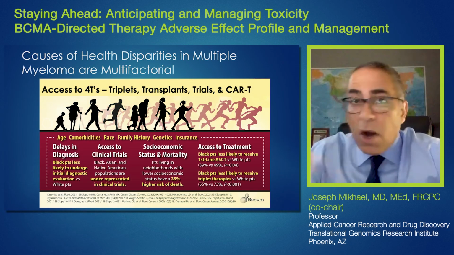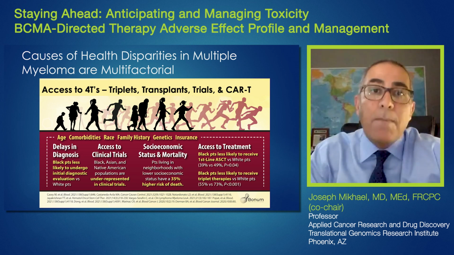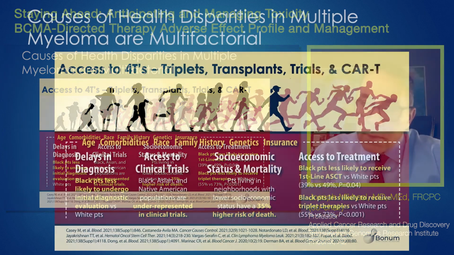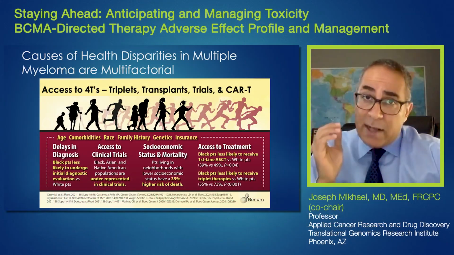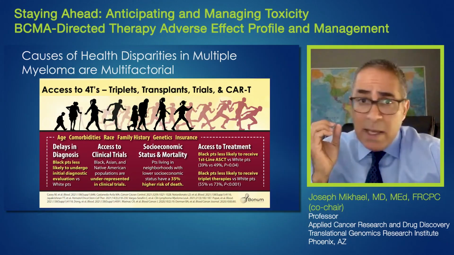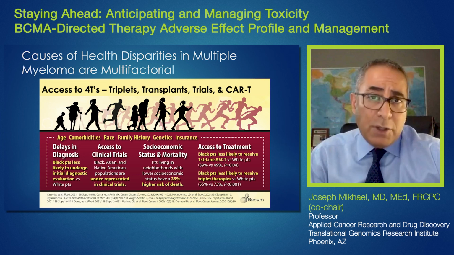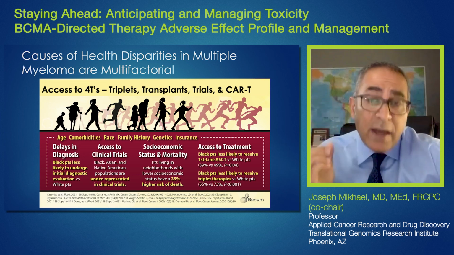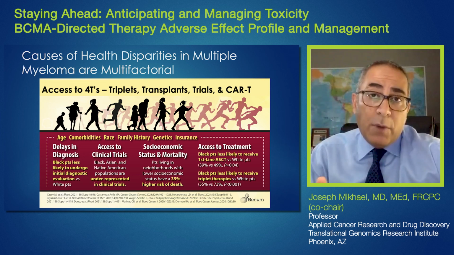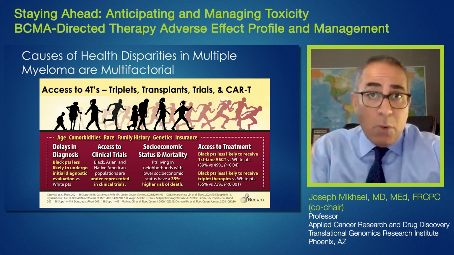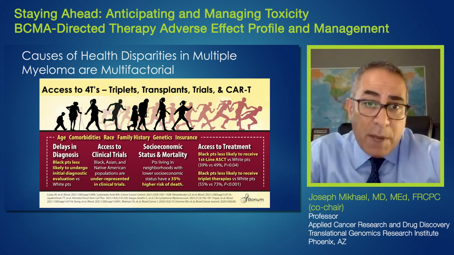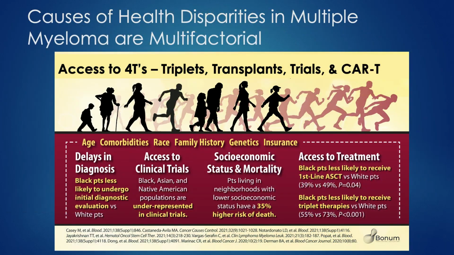Now, what is the cause of this disparity? There are multiple causes. There are often delays in diagnosis, and we know this happens generally in myeloma, but is more pronounced within the African-American community. A lot of it has to do with mistrust within the system. It has to do with insurance barriers to have the testing done. It has to do a lot with overlapping diagnostic considerations like diabetes that may be more common within the African-American population. But then access is huge.